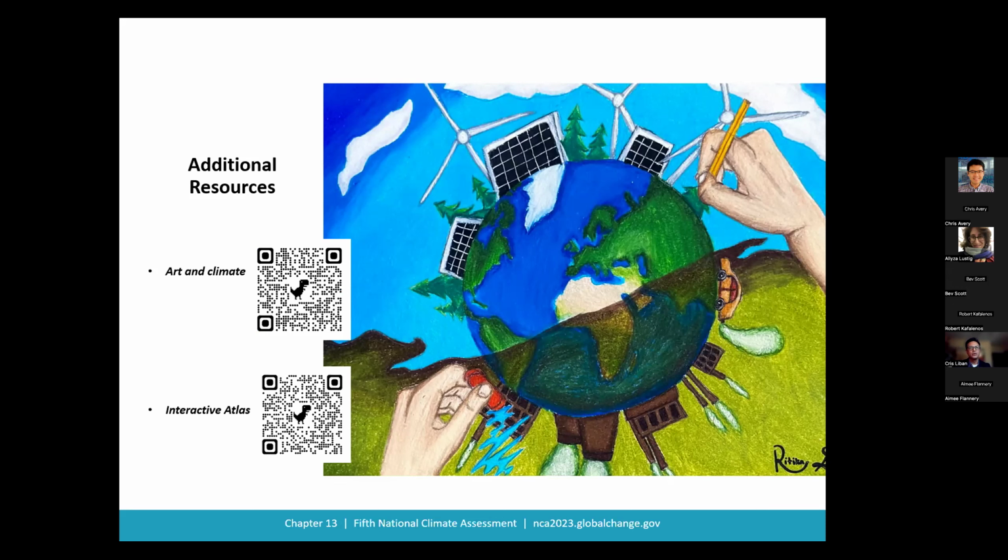Additional resources include the QR code there in terms of art and climate types of resources. There was a competition that was done to represent some of the key messages across the multiple chapters in this document. There's also an interactive atlas that would be helpful for any one of you. You could go down to literally your neighborhood level to look at climate impacts.